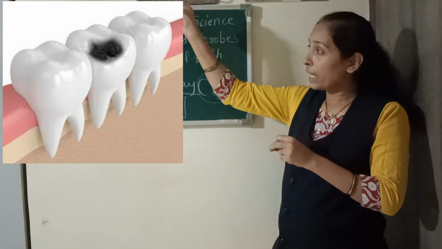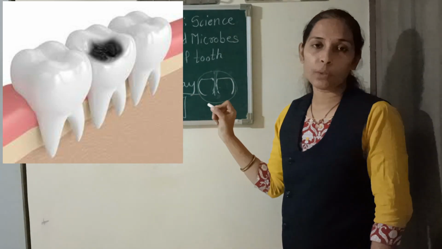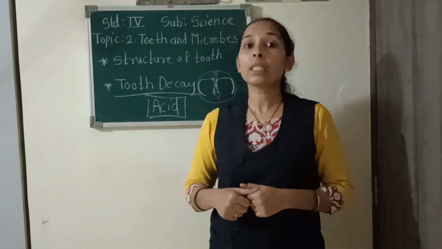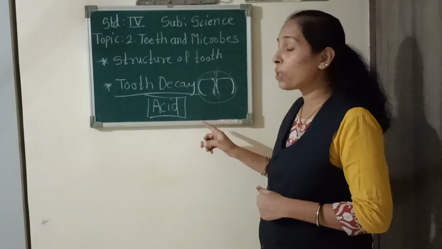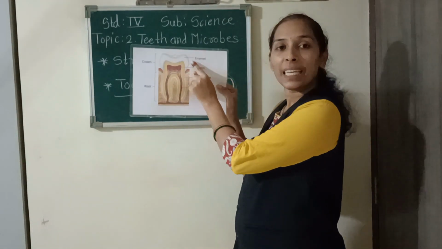And that is called what? Tooth decay. Where it forms the holes or the cavity, it forms them on this enamel.